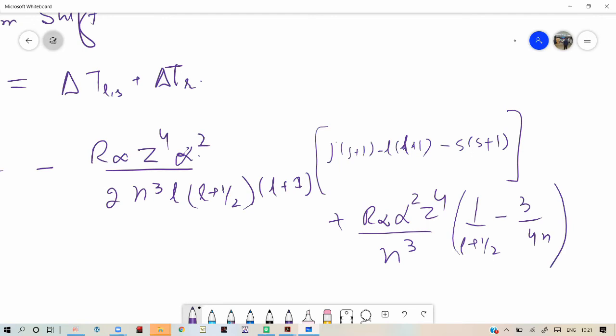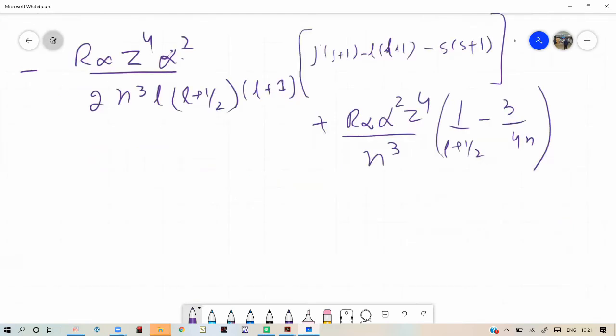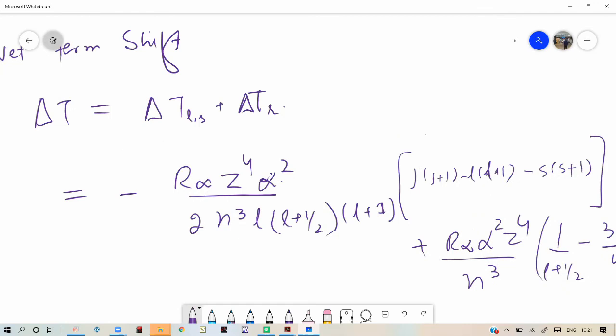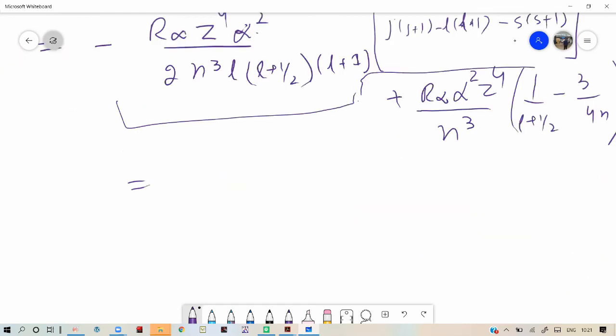There is some issue with the pen today. I don't know. I think it is because of moisture. So I can write it as, so I am taking the total. This term is already negative. When we derive this, this is it. This is yesterday. This is due to the spin orbit. This is due to the relativistic part. I can write it as R infinity Z⁴ alpha square divided by n cube.